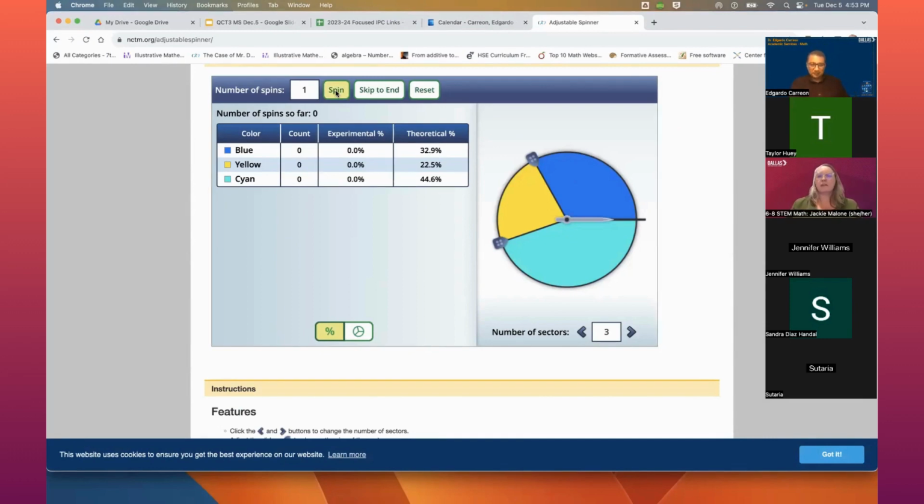Now this is not going to allow you to do the experiment part. If you put the number of spins as 50, then it'll just populate spin after spin after spin until it gets up to 50.